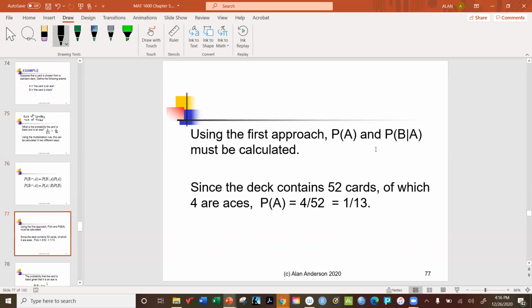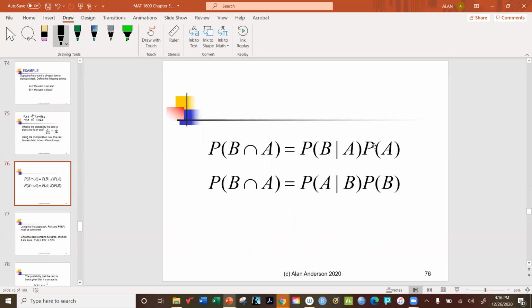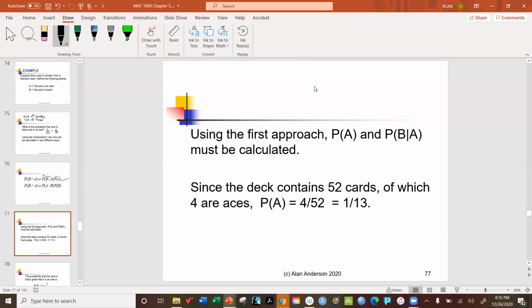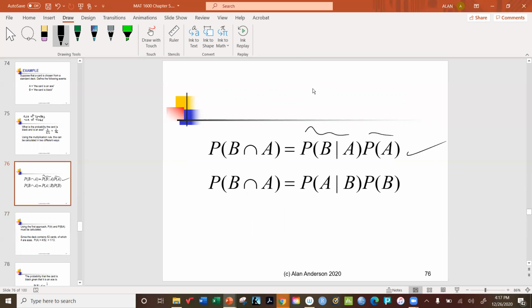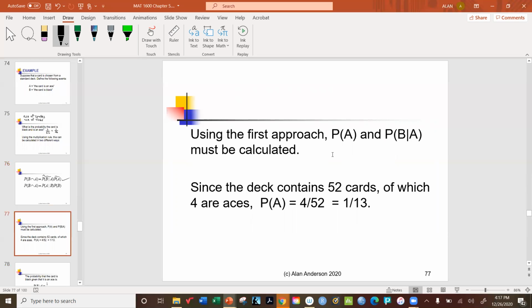All right, so we've got two choices. So with the first approach, let's say we choose to go this path. All right, what do we need to know? We need this information, B given A, and just A by itself. All right, now the conditional probability is always the trickiest one. How would that work?